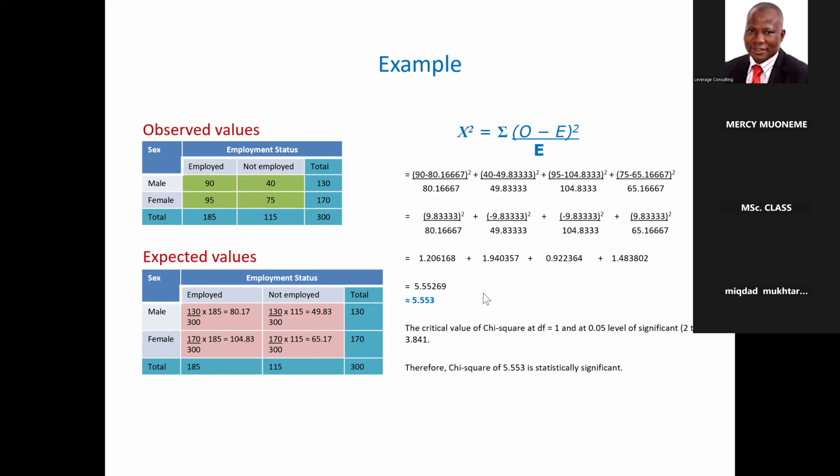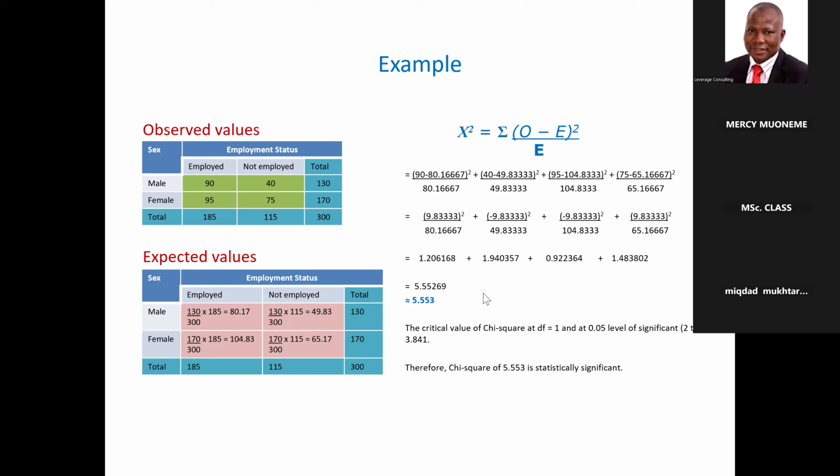The formula is sigma, summation for each of the cells, observed minus expected, squared, over expected. You do it for all the cells and add together. That is the chi-square, 5.5353. And we know that the critical value for chi-square at degree of freedom 1, because this is a 2 by 2 table, at 0.05 level of significance, is 3.841.